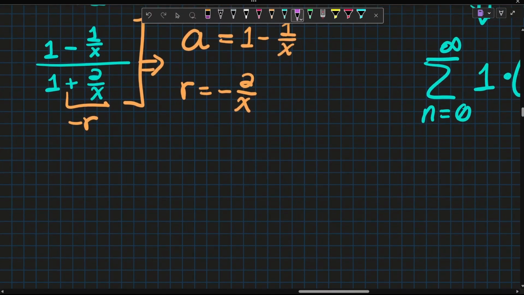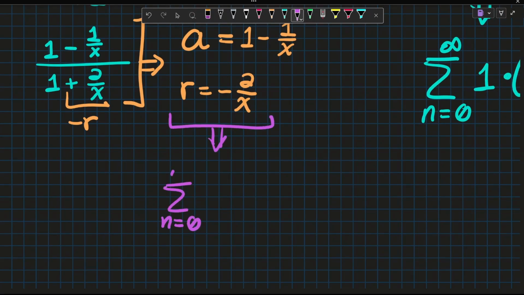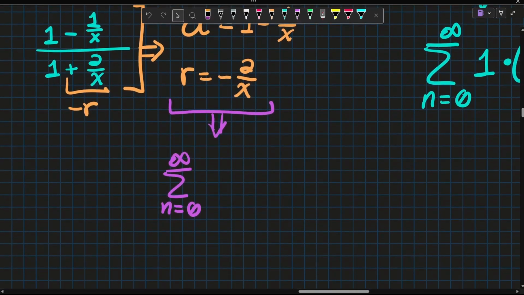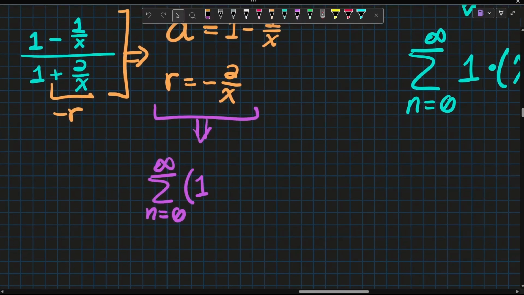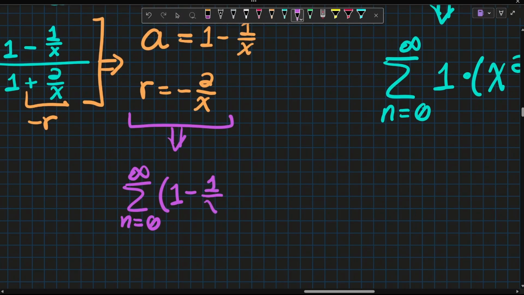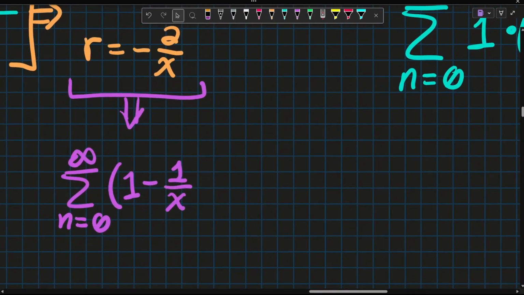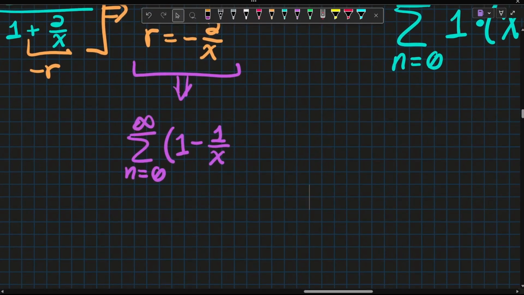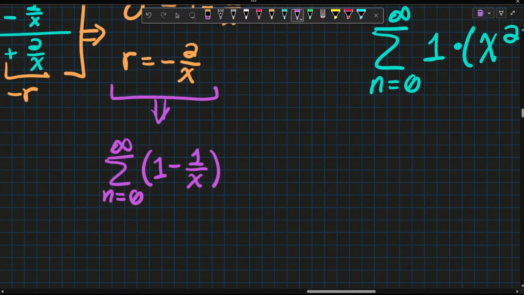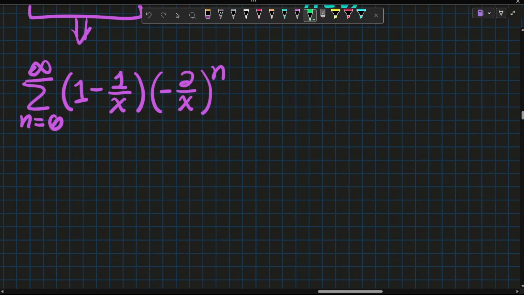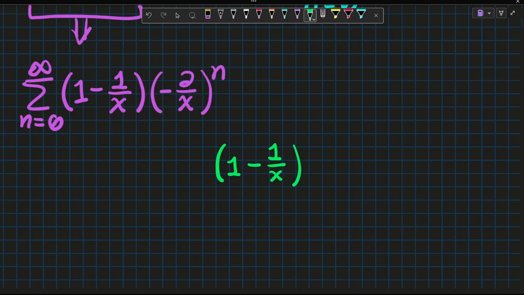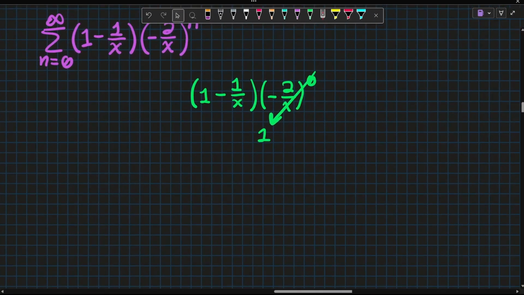Right, now we extract from this the series. So n starts at 0. And another side note, n usually starts at 0. It might tell you when it shouldn't. A better indication is when n being 0 has an issue with your problem. So I'll show that. Now here, when n is equal to 0, you have the term 1 minus 1 over x times negative 2 over x to the 0, which goes down to 1.